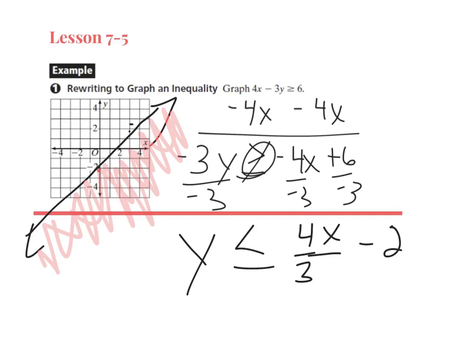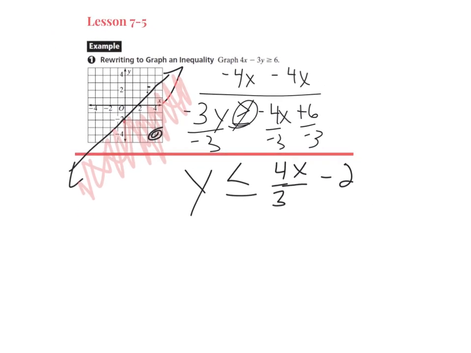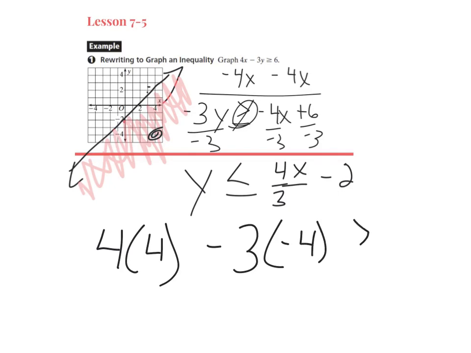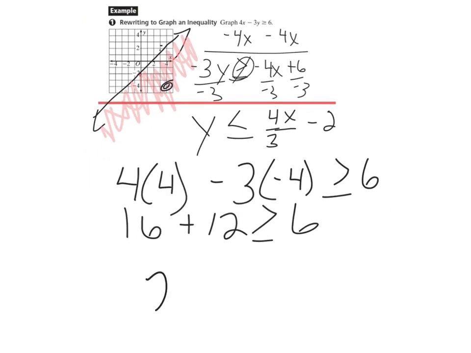So again, if you want to do a quick check, let's pick a point that's pretty safe in your region. In this case, let's pick 4, -4. Okay, let's put that point 4, -4. So x is 4, y is -4, right? So I'm going to replace the x with 4, and then our y is -4, and that needs to be greater than or equal to 6. And we do some math. 16 plus 12 is greater than or equal to 6. That means 28 is greater than or equal to 6. That is true, and so we did pick a good point there to check.